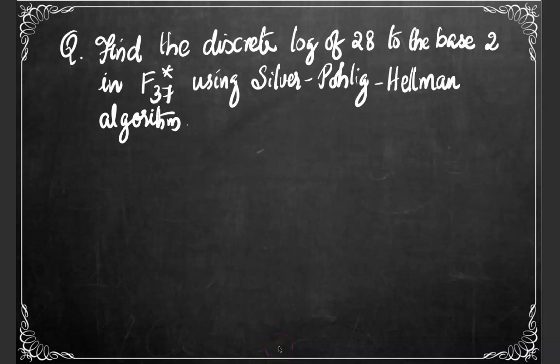Let us consider a problem to find the discrete logarithm of 28 to the base 2 in the field F37 star using the Silver-Pohlig-Hellman algorithm. We know that the Silver-Pohlig-Hellman algorithm is applicable only when the number q minus 1 is smooth. That is, only when all the prime factors of q minus 1 are small.